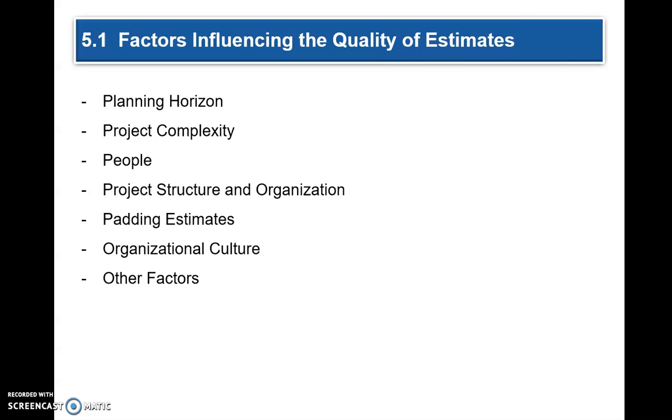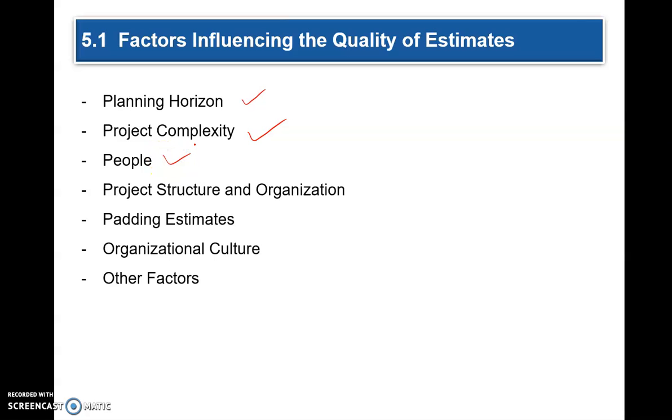Factors influencing the quality of estimates are the planning horizon. How long is the planning? 3 months, 6 months, 9 months, that kind of a thing. When is this going to happen? Complexity of the project. The more complex, the estimates will be less accurate, even though you account for the complexity.